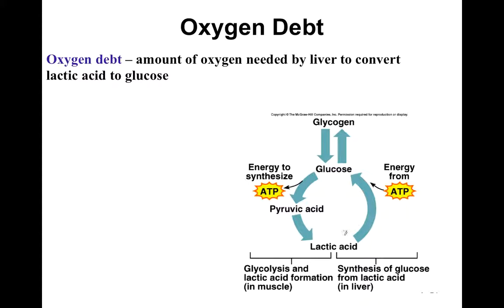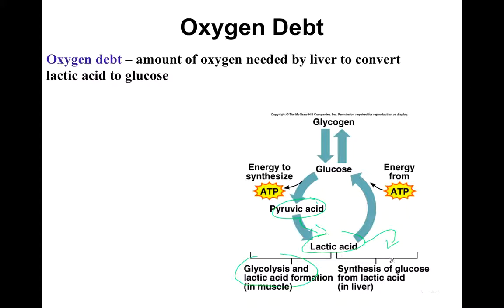And instead, we just do glycolysis and we take those pyruvic acids and convert them to lactic acid. So we just do glycolysis over and over. And that gives us a little bit of ATP, not enough to sustain us for long, but then the lactic acid will build up and it goes to the liver, and the liver turns the lactic acid back into glucose.